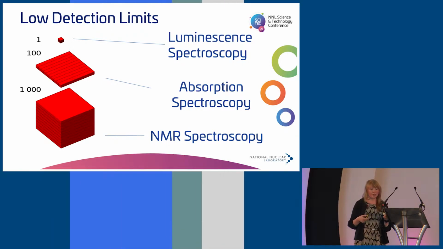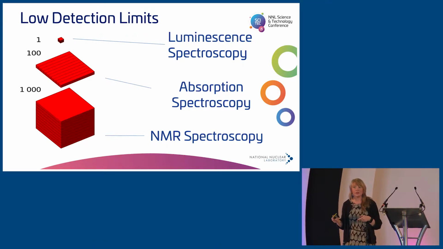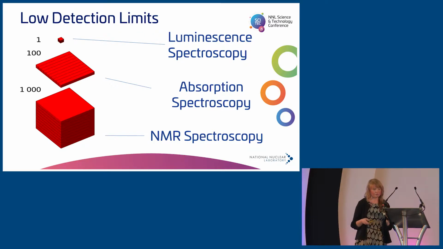One of the main advantages of luminescence spectroscopy is that it has very low detection limits compared to other spectroscopic techniques. When we're looking at a chemical species using luminescence, if we gave it an arbitrary value of 1, to then study that chemical species using absorption spectroscopy, you'd be looking at about 100 times the amount that you'd need, and for NMR spectroscopy, about 1,000 times the amount.